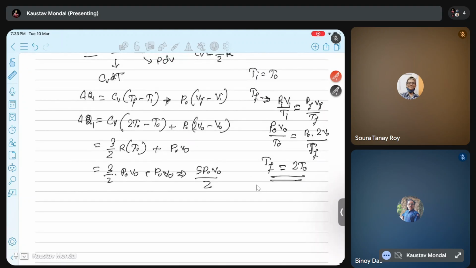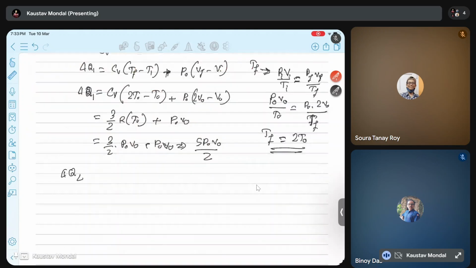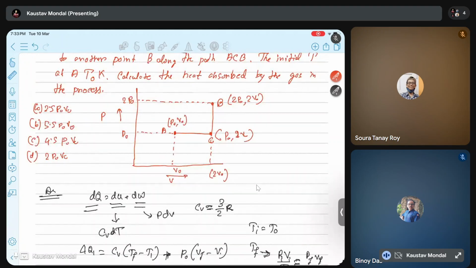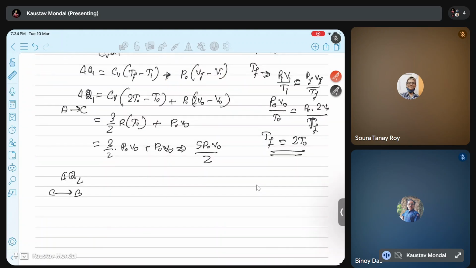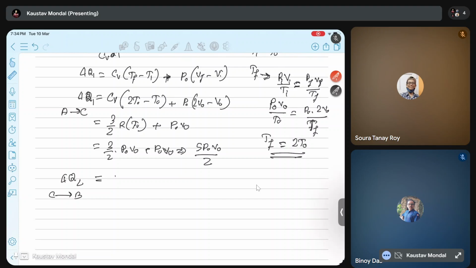Now delta Q2, this process is for only A to C. Next process is from C to B. Now for C to B, the process is basically isochoric, right? The volume remains fixed here. This one is isobaric, this is isochoric. So in that case, this dW would be 0 simply. There would be no work done, so there would be only CV.